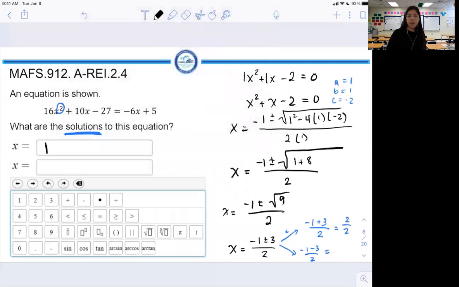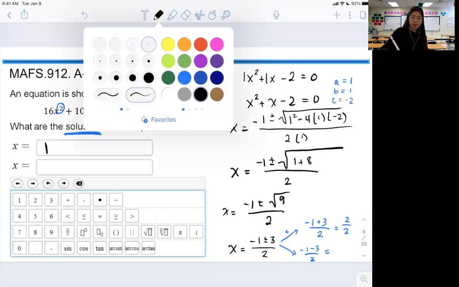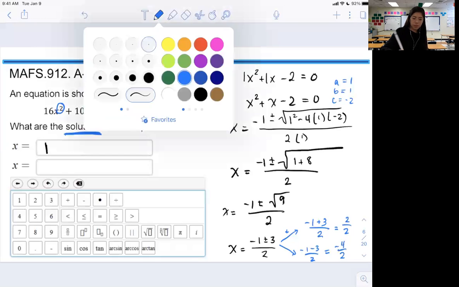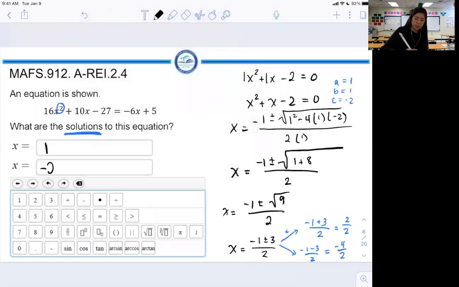I can already put that in. And then the other one, negative 1 minus 3. Negative 4. So negative 4 divided by 2. Negative 2. Those are my answers. X equals 1 and x equals negative 2. Questions on how we did all that?